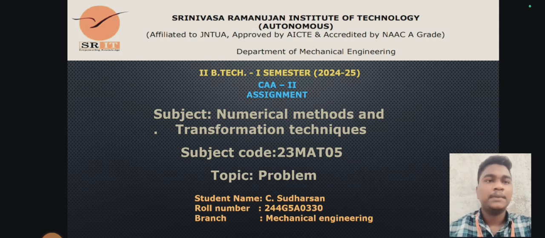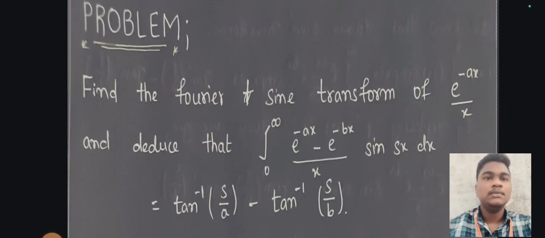So I would like to submit my CAA-2 assignment in the subject of Numerical Methods and Transformation Techniques, subject code 23MAT05. The topic I had is a problem. Let us see, first of all, the problem which I got.